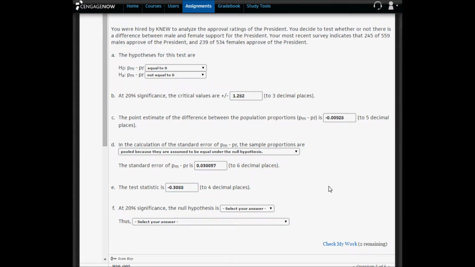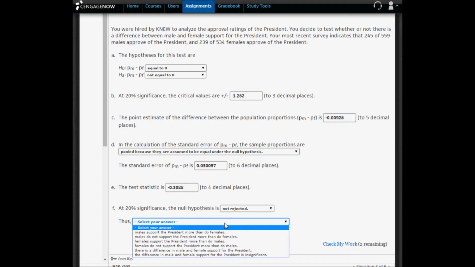To conclude in part F, we have to compare the test statistic to the 2 critical values. If the test statistic is in between the 2 critical values, then the difference in proportions is insignificant, and we have evidence in support of the null. That is the case. The test statistic is in between plus and minus 1.282. So the null hypothesis cannot be rejected.